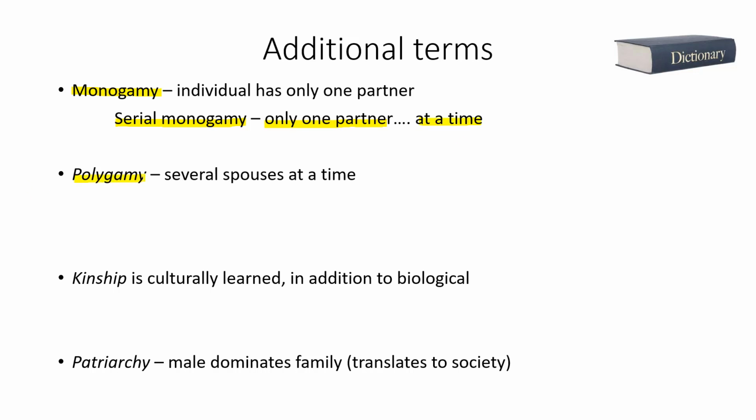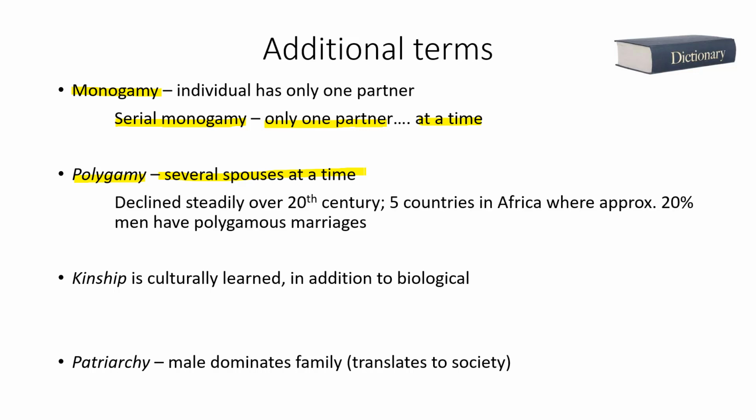Polygamy is where a person has several spouses at a time. This is not very common in the United States. It's actually illegal, but it is tolerated in a few areas. We'll touch on some of that in a little more detail later. But polygamy, even worldwide, has declined steadily over the 20th century as states around the world develop and modernize. Monogamy becomes more of the norm.